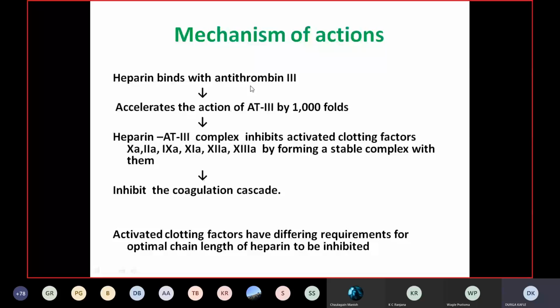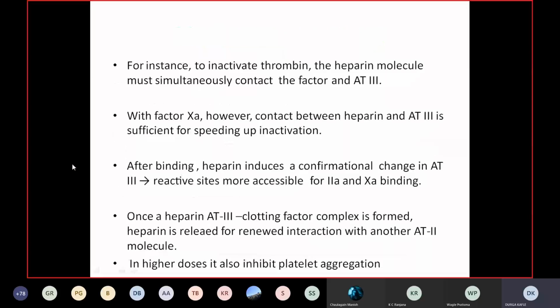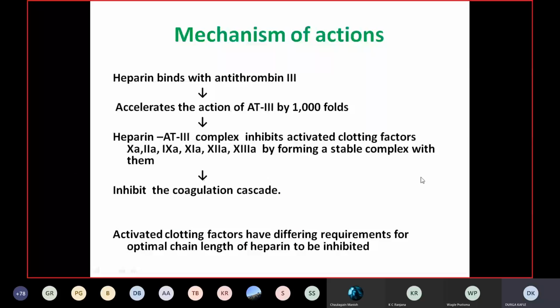Thereby there is active inhibition of the clotting factors. The activated clotting factors are inhibited 1000 times when heparin is added to antithrombin III. Otherwise, normally also antithrombin III inhibits the activated clotting factors. But when we add heparin, it inactivates them by 1000 times. So it is a very potent anticoagulant agent.